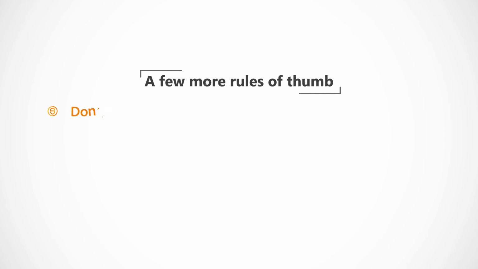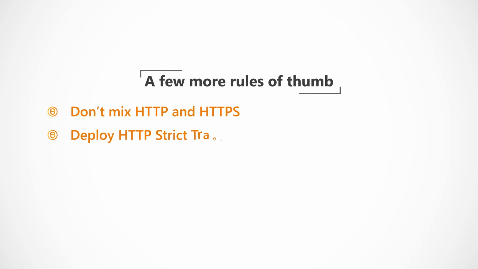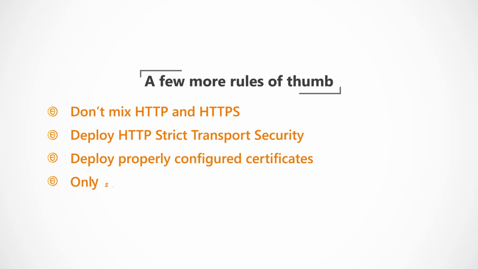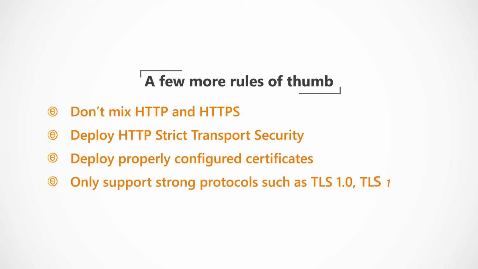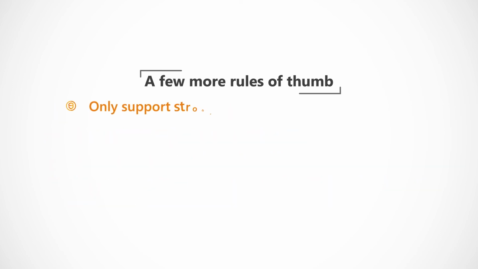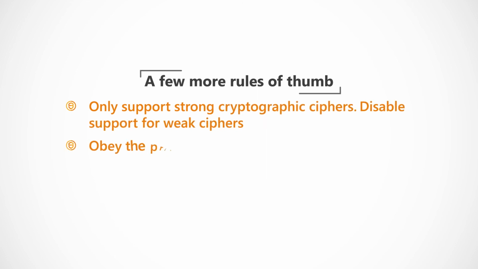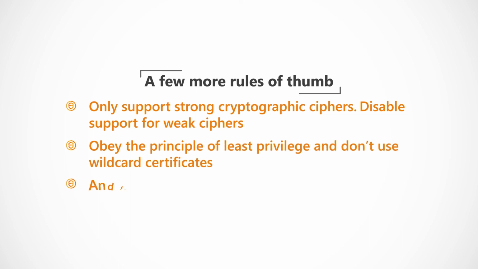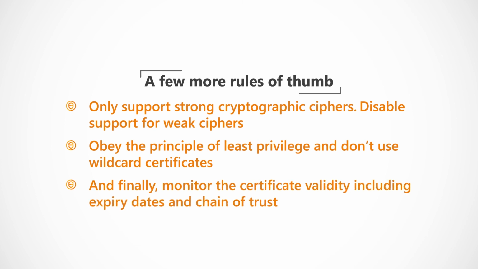A few more rules of thumb. Don't mix HTTP and HTTPS. Deploy HTTP strict transport security. Deploy properly configured certificates. Only support strong protocols such as TLS 1.0, TLS 1.1, and preferably TLS 1.2. Only support strong cryptographic ciphers. Disable support for weak ciphers. Obey the principle of least privilege and don't use wildcard certificates. And finally, monitor the certificate validity, including expiry dates and chain of trust.